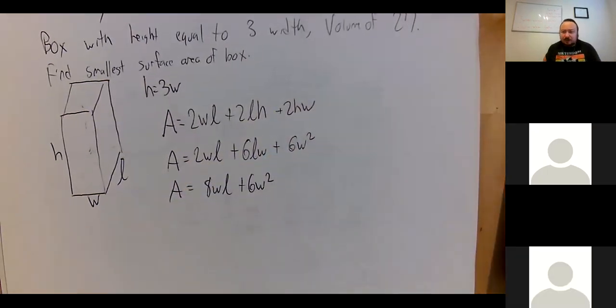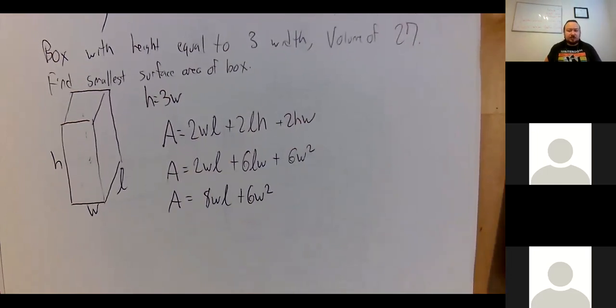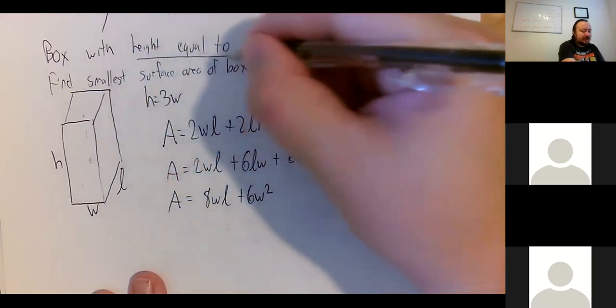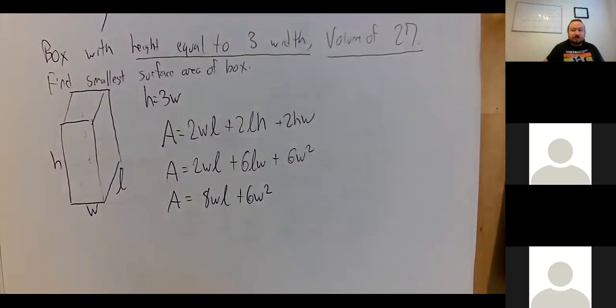Okay, that's all right, but we still have 2 variables, so we need to do something else as well. So we used the fact that our height was equal to 3 times the width, but we haven't used the fact that our volume is supposed to be 27. So that's how much we want this to contain.